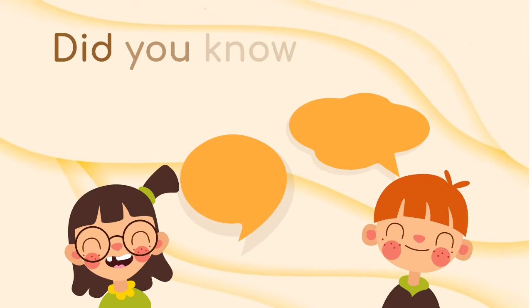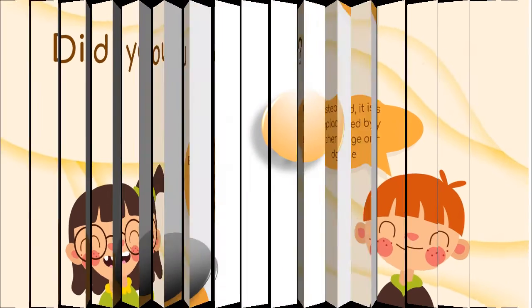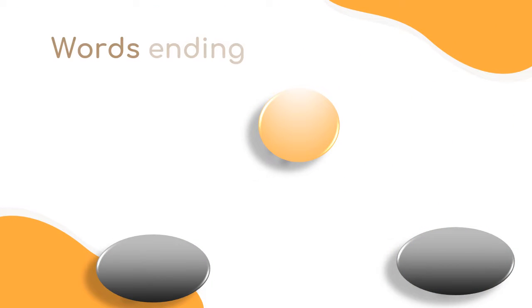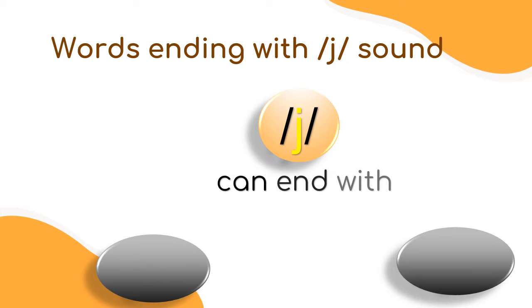Did you know that words in English can never end with the letter J? If a word ends with the sound J, that letter is replaced by either GE or DGE. The letter J at the beginning of a word has the J sound. If the J sound occurs at the end of the word, we write either GE or DGE.